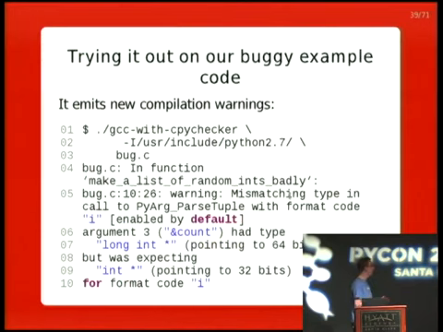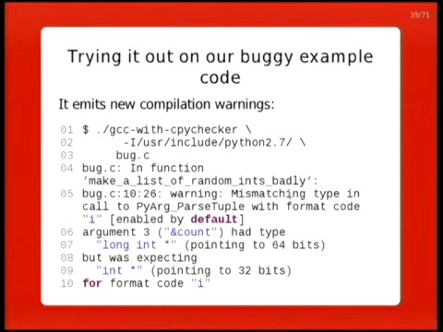So let's try it on our buggy example code. It's GCC with CPyChecker, which is just a simple harness script that adds the necessary compile flags to GCC and the compiler extension. There's no extra magic. And look, it's saying we have a new compiler warning: mismatching type in the call to PyArg_ParseTuple. We had a format code i, but the argument corresponding to that format code is a long int star, 64-bit, whereas we were expecting an int star, 32-bit. So that's added type safety to PyArg_ParseTuple.